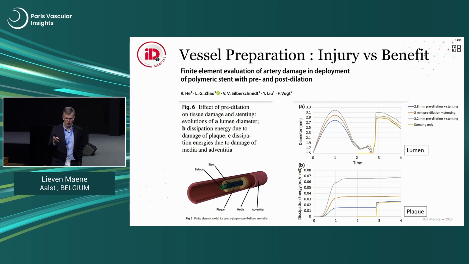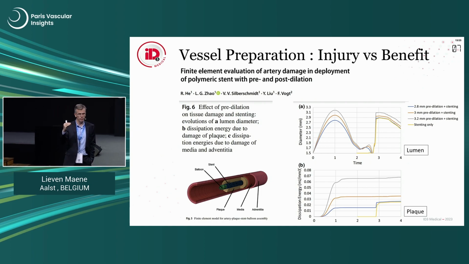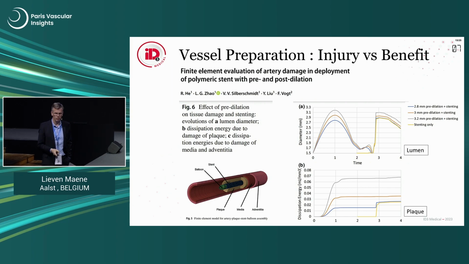As you can see, the yellow line is showing if you just put a stent without any prepping, just releasing the stent itself. Well, if you use an undersized balloon, nothing's happening. The stent reaches just the nominal diameter that it can reach. If you go with a balloon that is 3 millimeters, as the vessel is, you get a little bit of gain of lumen. If you oversize your balloon and you go beyond the vessel diameter, you get a little bit more. But the question is, of course, at what cost?